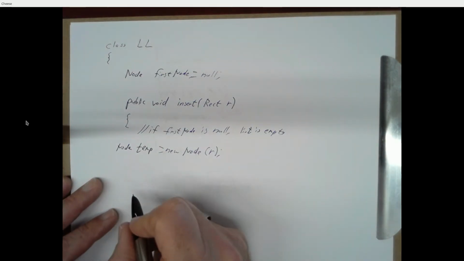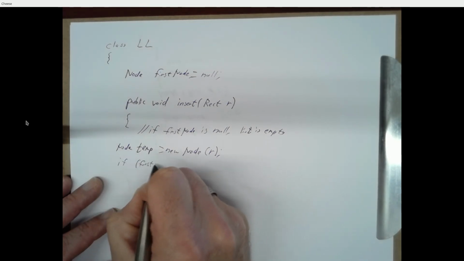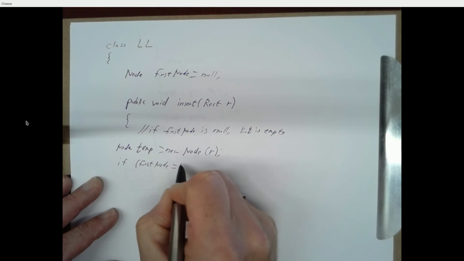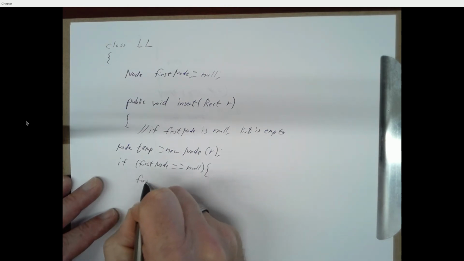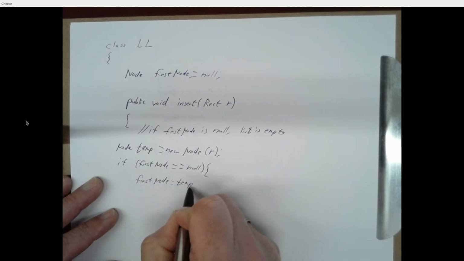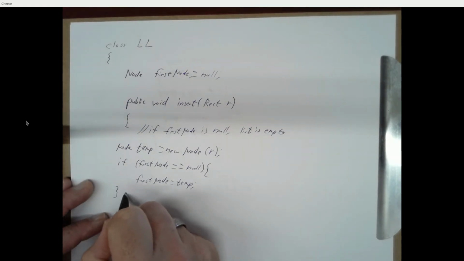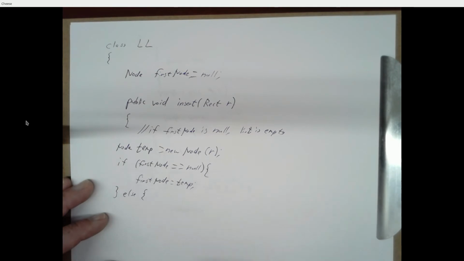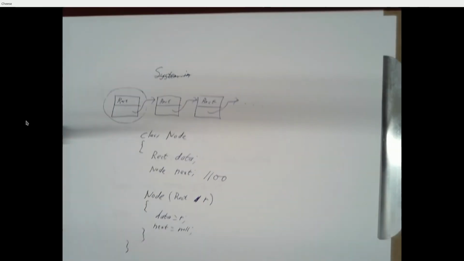Okay, so if our first node is null, then our first node should just be this node we constructed. Otherwise, we want to insert into the beginning, so we need to do two things. Our new node needs to point to, so here's our new node.